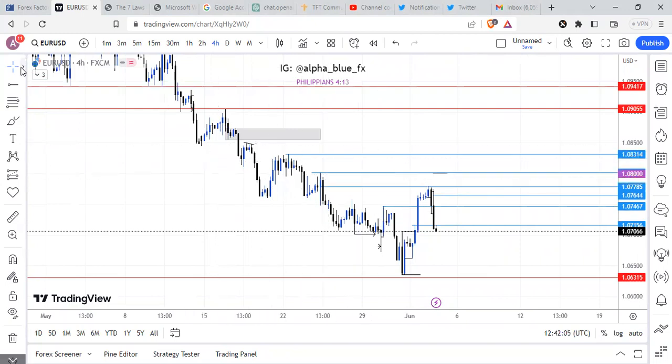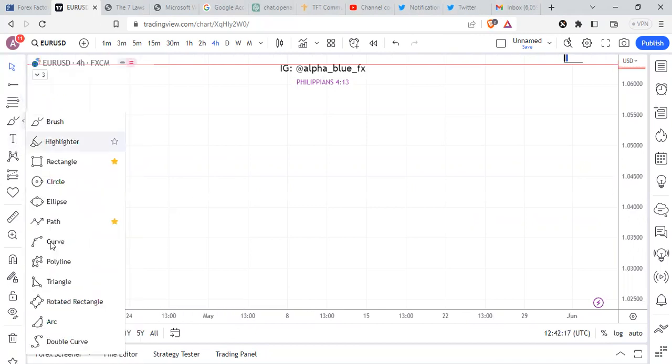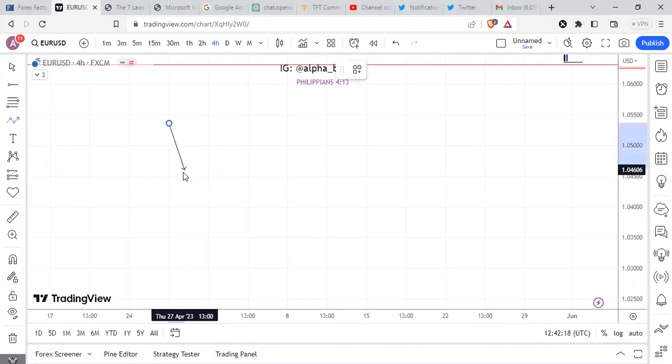Market is trending down, right? Let me just draw first. So let's assume that we are in a downtrend on Euro USD. Market is trending down like this.